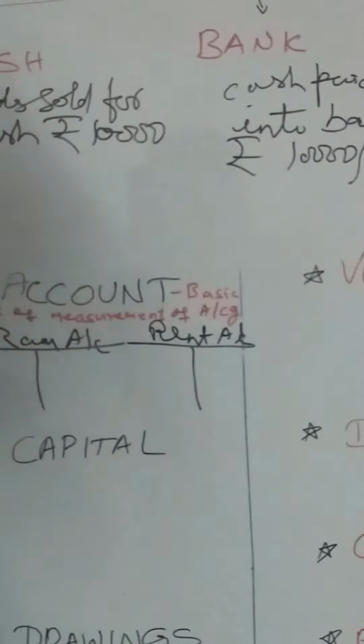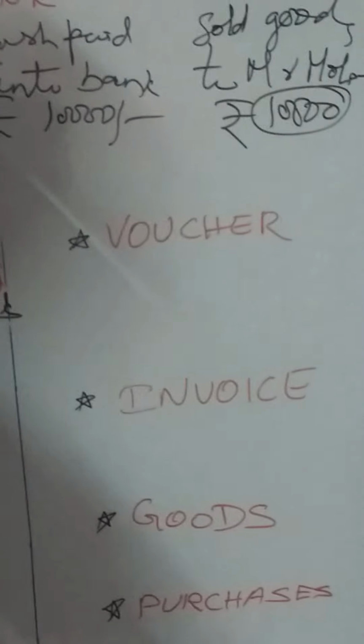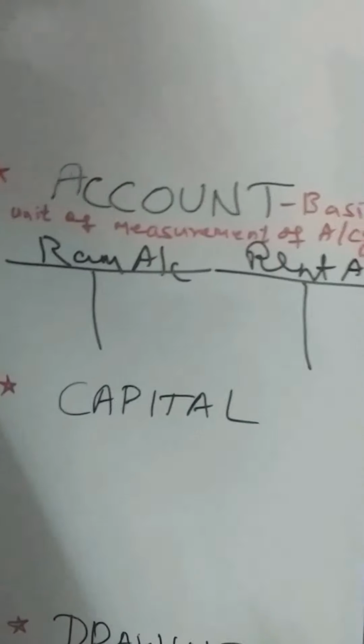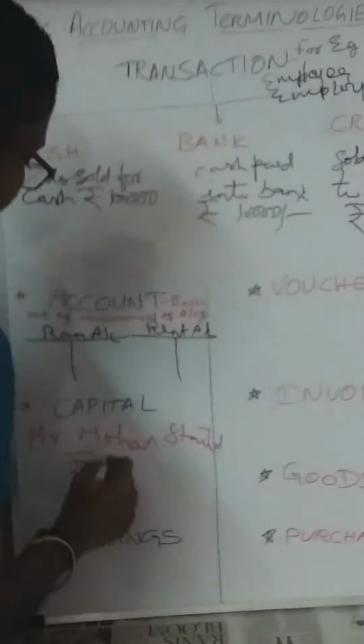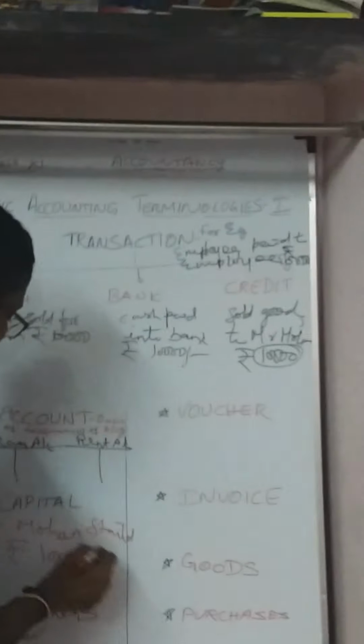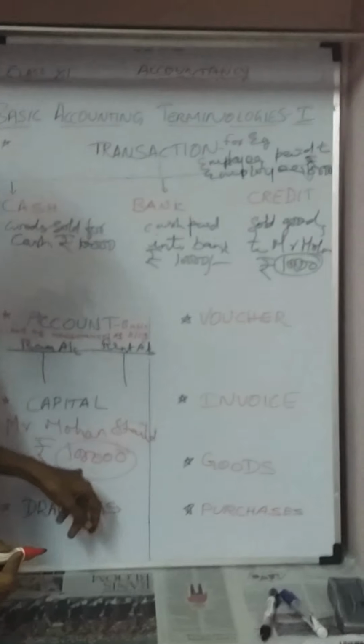The next is capital. The proprietor or owner of the business who invests the money in a business, it is a capital. For example, Mr. Mohan started the business with rupees 1 lakh. So his investment, his capital, is 1 lakh. So that is called capital.